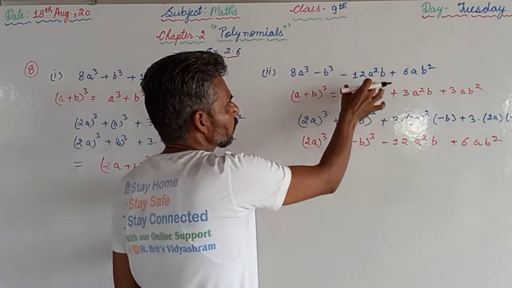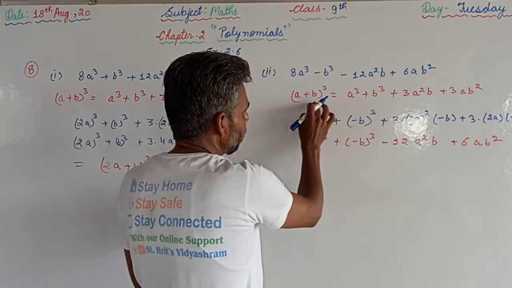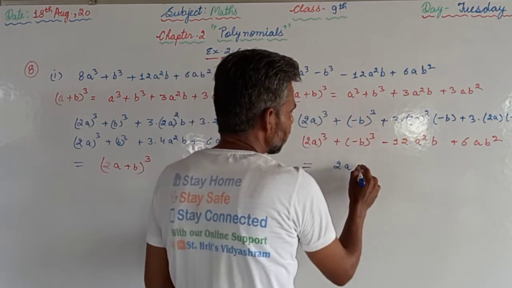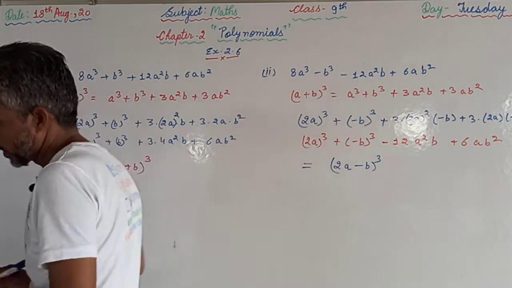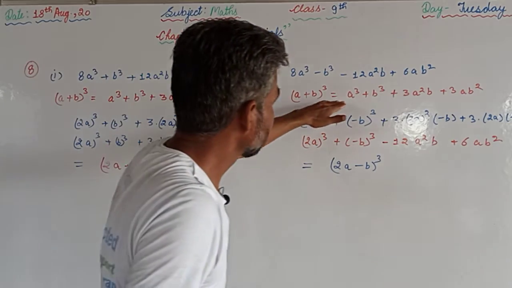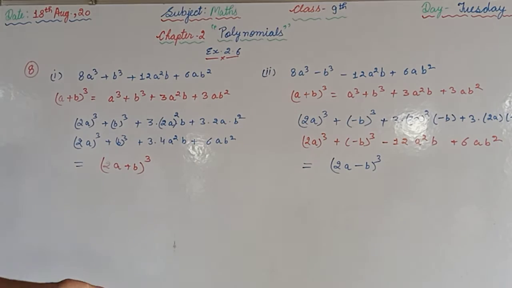So we are getting the same thing. So this we can substitute as (a plus b) whole cube, a is 2a and b is in place of b, that is minus b, and that will be our answer. So like this we are supposed to solve. We can use the one formula only, in which we can see whether it will come minus or plus. So like this we are supposed to proceed.